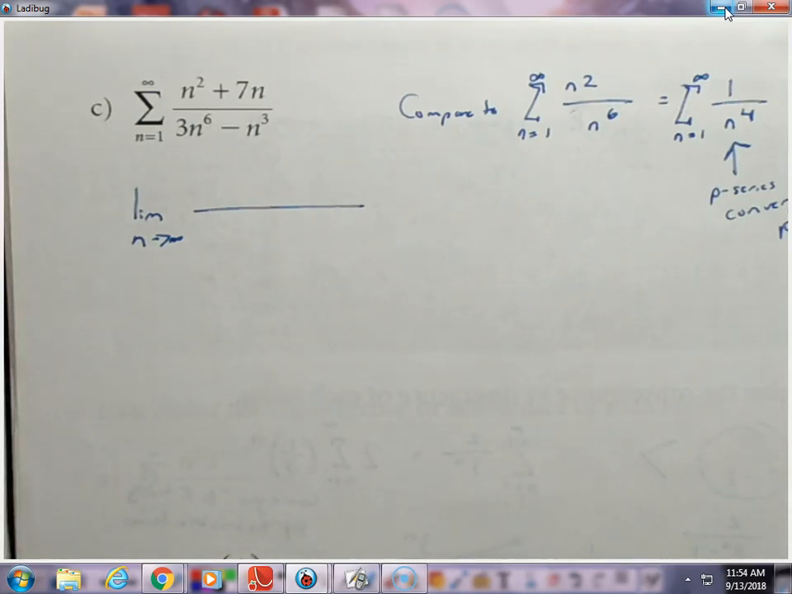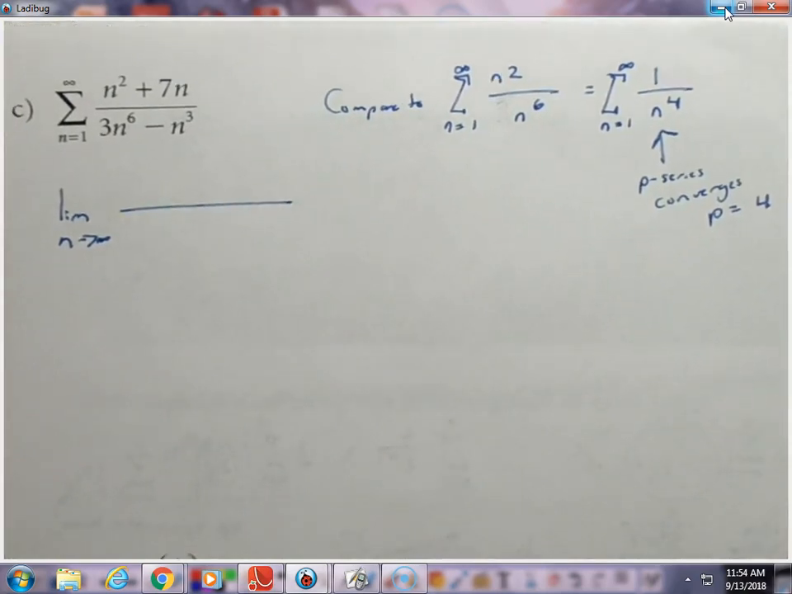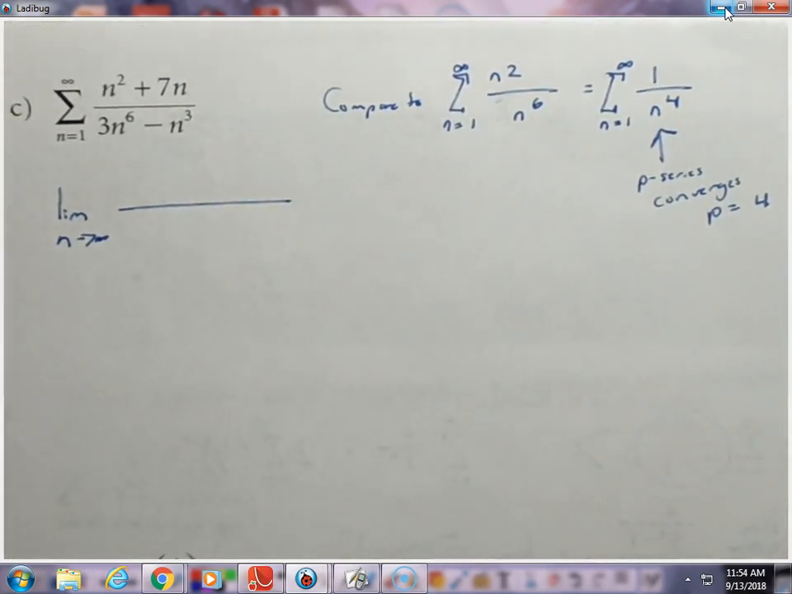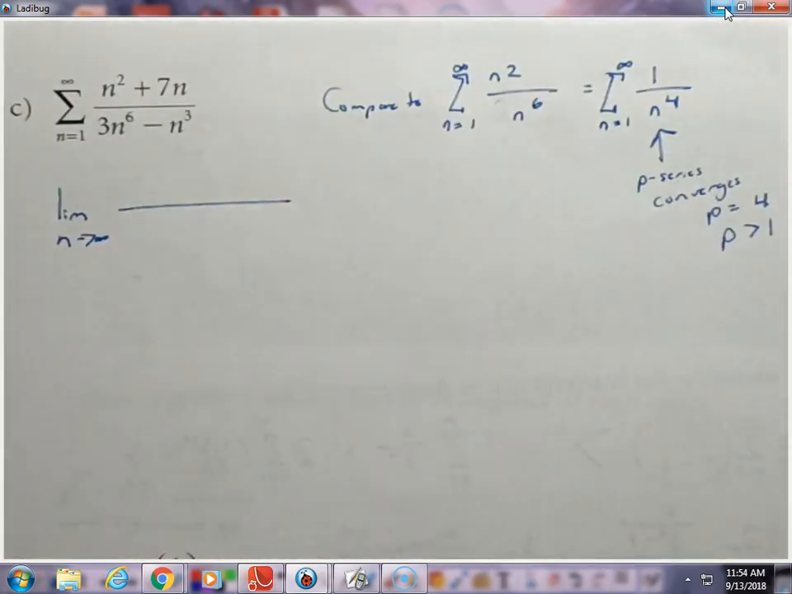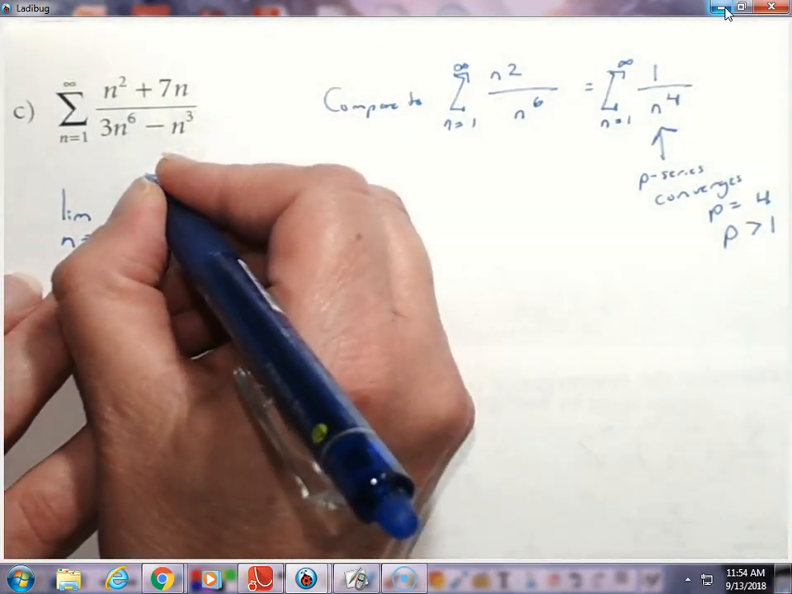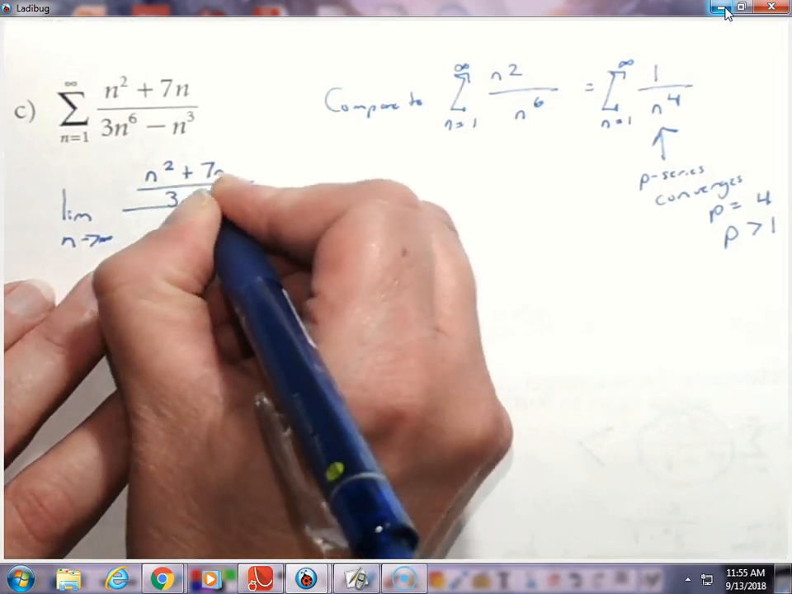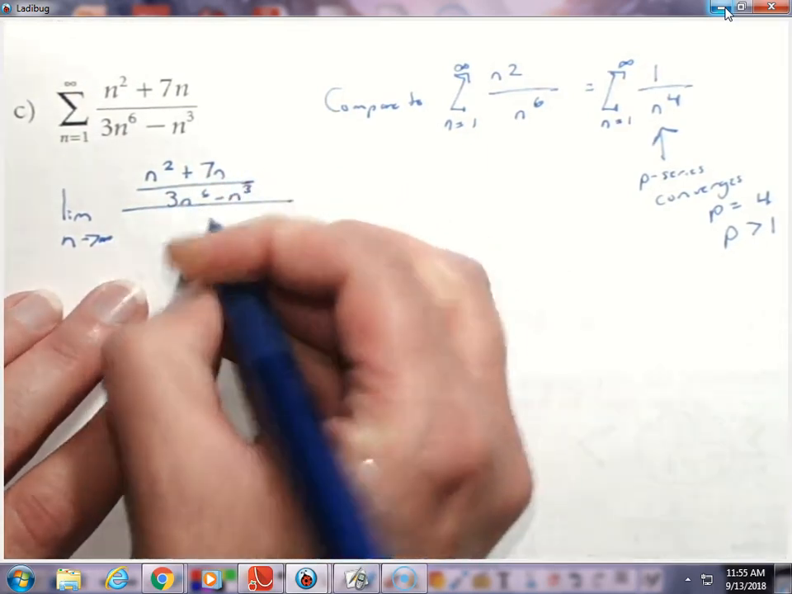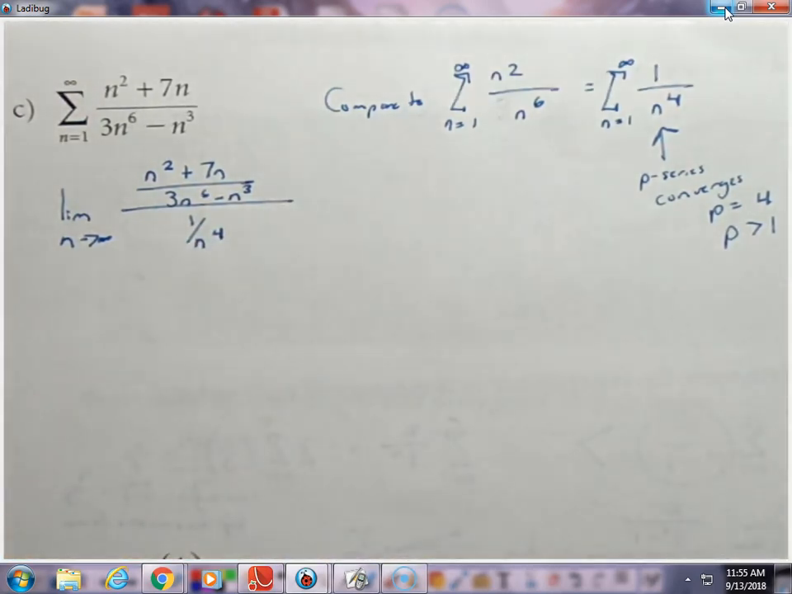Oh, sorry. P series converges. P equals 4. P is greater than or equal to 1. Yeah, you just want to do strictly greater than. Well, let's find out. If I don't know, I'm going to put mine, my sequence, divided by the one I'm comparing to.